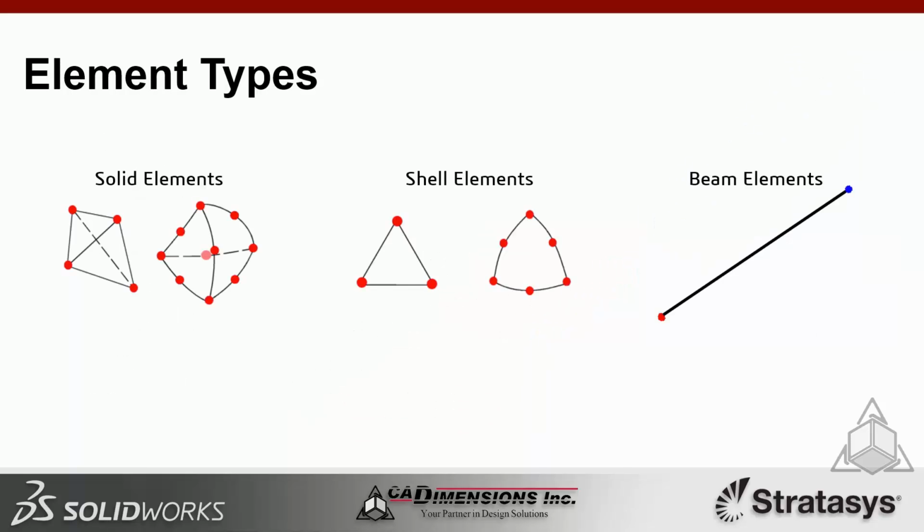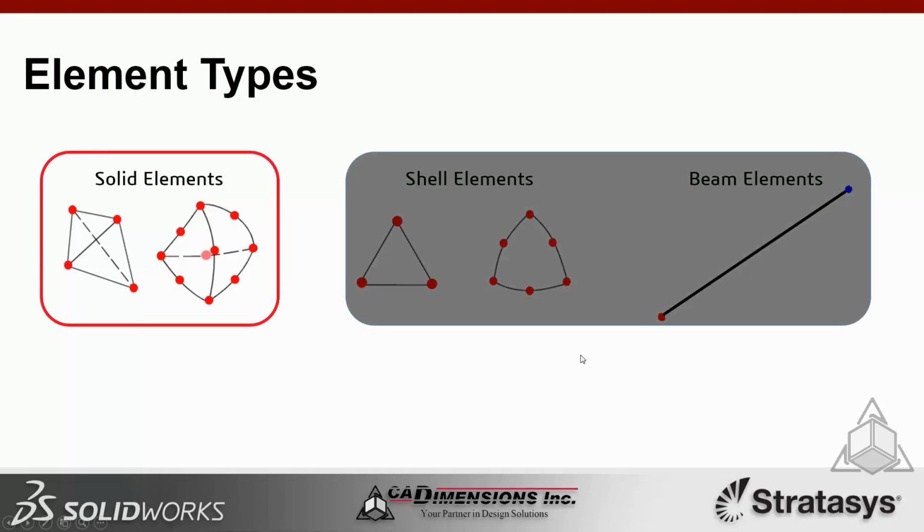SOLIDWORKS simulation offers three types of elements: solid, shell, and beam elements. We use solid elements for most circumstances. They're the most robust and versatile. Shell elements are used for components with consistent thickness. Think sheet metal, plate steel, or even composites like carbon fiber or circuit boards. Beam elements are used for structural members with a constant profile along the length. These are for structures like machine frames or beams or truss structures. Currently, adaptive meshing is for solid elements only. So for the rest of the session, we're going to be focused only on solid elements.